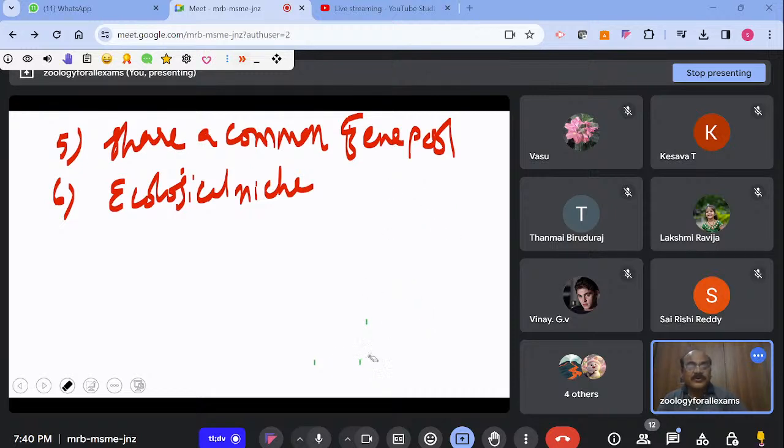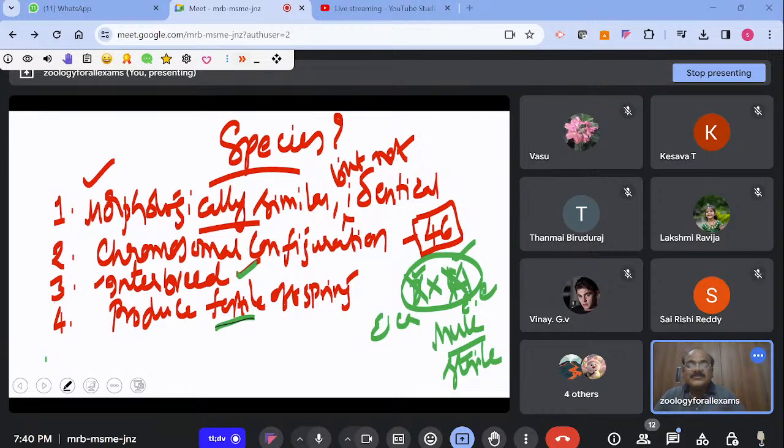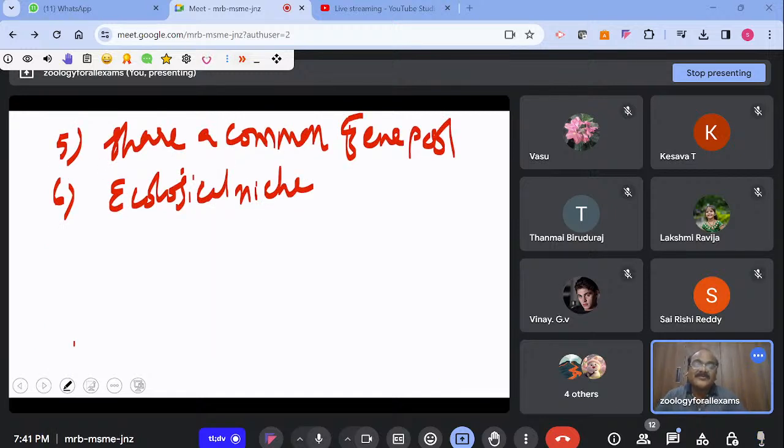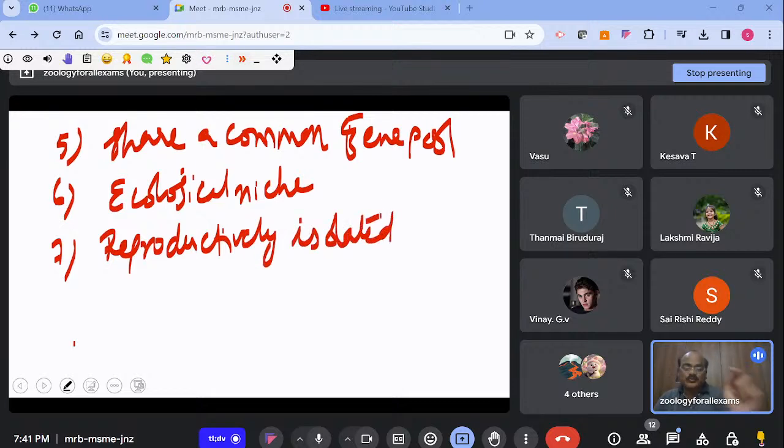So I don't want to go into the details of niche. There is more to teach you on this aspect, but it is not relevant to our particular topic of evolution. And all these are fulfilled. Still, we cannot call these individuals the same species, though they are morphologically similar, though they have the same chromosomal configuration, though they interbreed among themselves, producing fertile offspring and sharing a common gene pool and occupying the same ecological niche. And the last thing is, they must be reproductively isolated from other such groups. Then only we say that these individuals belong to one species.